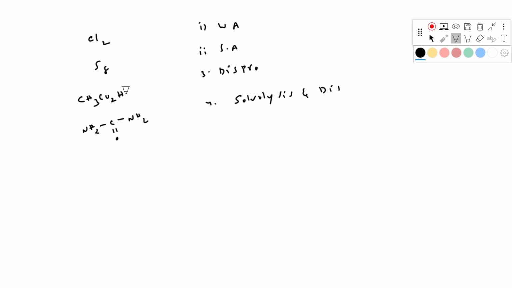So I have to know what is the correct option. Okay, if you observe here, first of all you take Cl2. Okay, you take this Cl2. This will actually show solvolysis and disproportionation of Cl2 in ammonia.